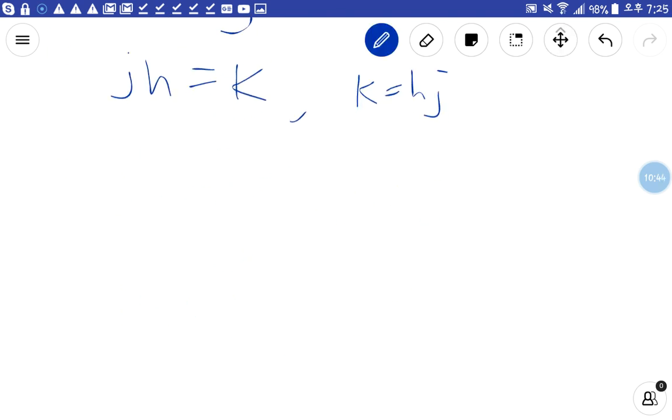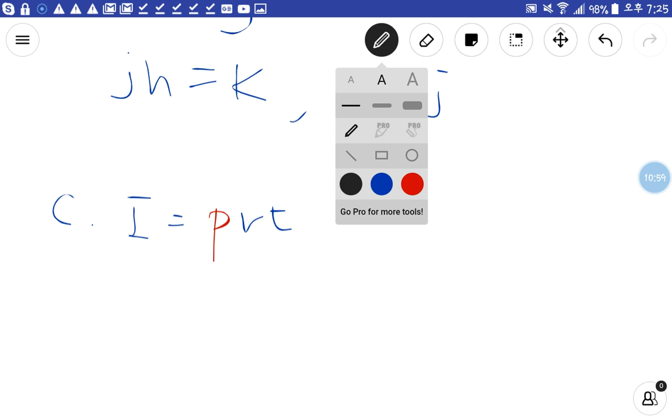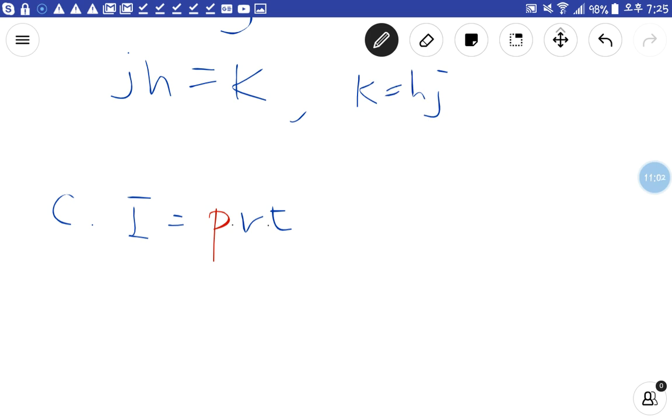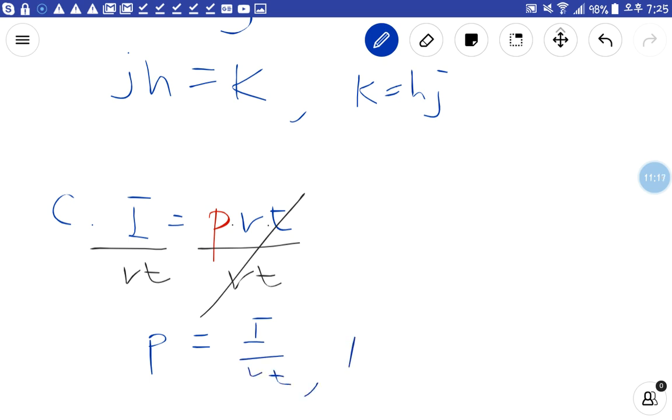All right, last question, C. I equals P R T. That is the formula of the interest. So now I want you to leave P alone. I don't want to put R and T together. Since all three variables are multiplied together, I'm going to divide by R and T so that I can cancel those out. So my answer is going to be P equals I over RT, or P equals I over TR.